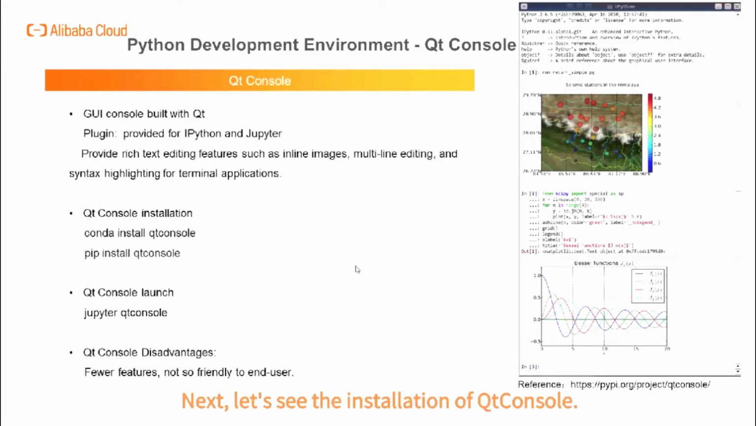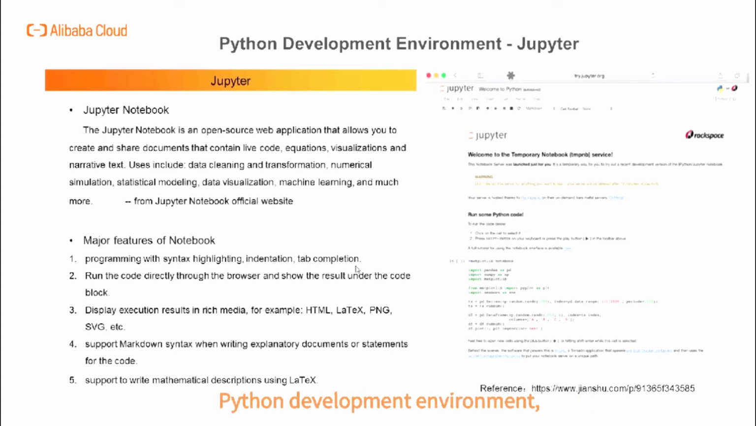Next, let's see the installation of Qt console. It can be installed through conda. The command is conda install qtconsole. It can also be installed through pip. You can see the command here too. Then, about the launch of Qt console, we can use Jupyter, like what you can see here, jupyter qtconsole. In the end, the major disadvantage of Qt console is that it does not provide many features, and it is still not so user-friendly. So Qt console is not often used as a standalone Python development environment, but as a plugin for Jupyter or IPython, as I mentioned before.